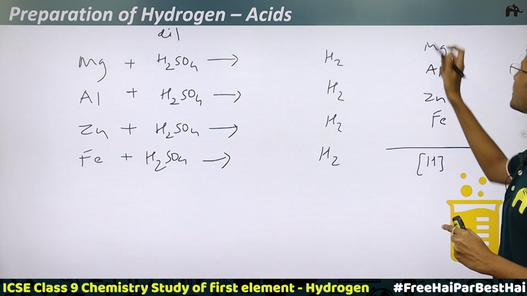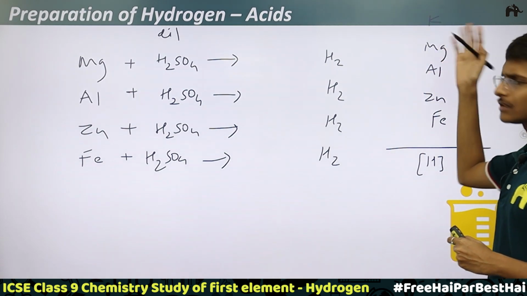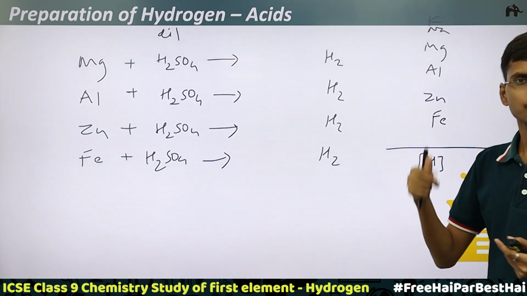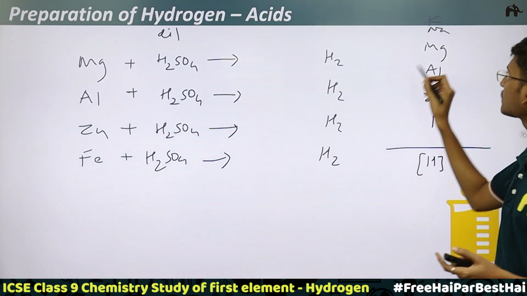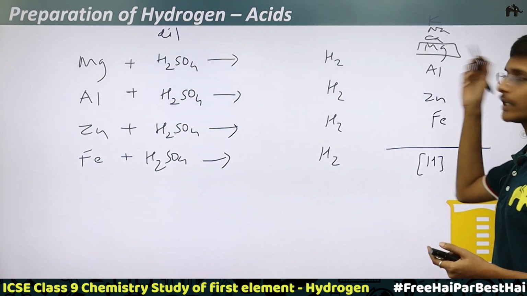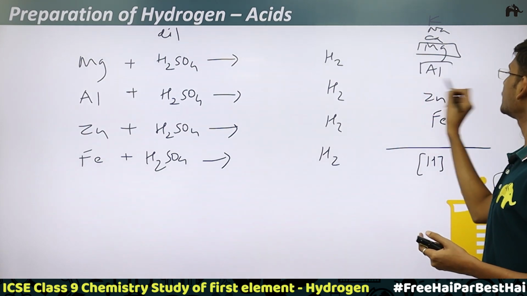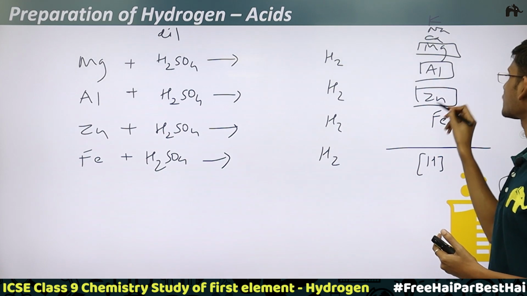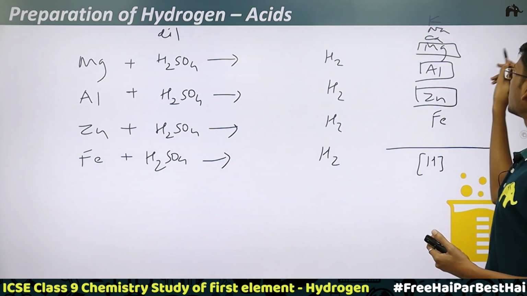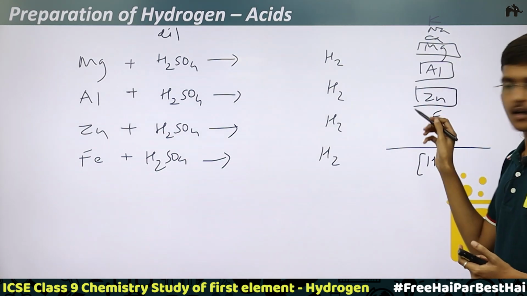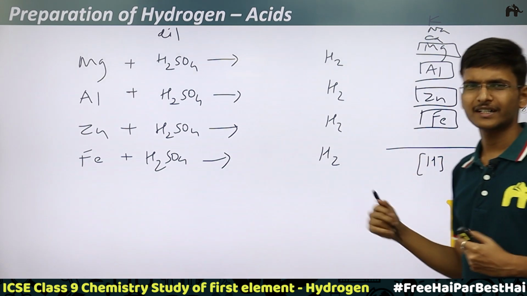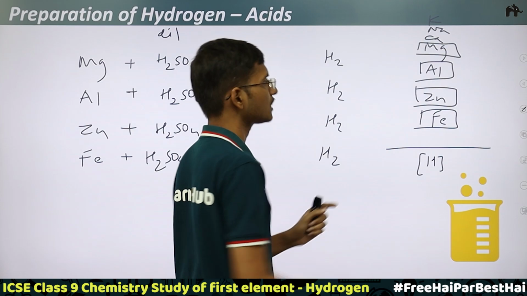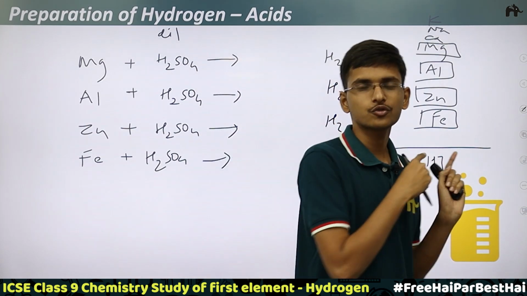Clear? We all know that at the top it would be potassium, then sodium, and then calcium, magnesium. So magnesium is quite above, and then after that aluminium, and then zinc, iron, and then we all know nickel, tin, lead, and all those things, and then we come to hydrogen. So all these metals are above hydrogen. That's what I wanted to show you.